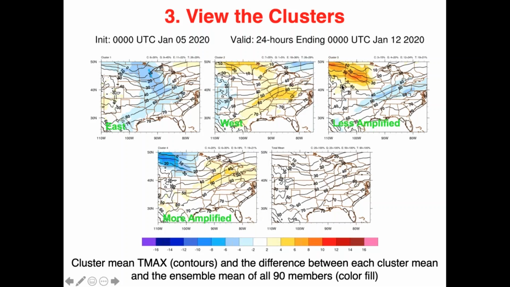Looking at this cluster, which is less amplified than the total ensemble mean, it's not as cool back where we are expecting cooler conditions, and it's not as warm out ahead of that front, indicating a less amplified system. Whereas down here with cluster 4, which was more amplified, we can see it's definitely cooler where we're expecting the cooler weather, and also warmer out ahead of that front, indicating a more amplified system.